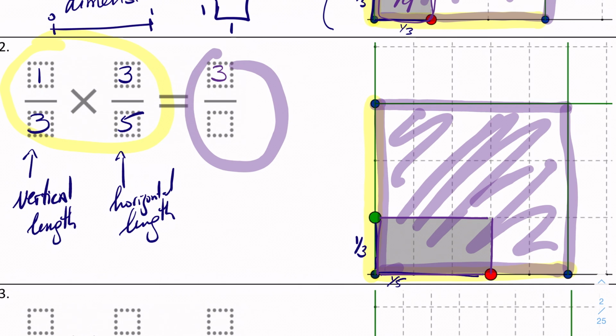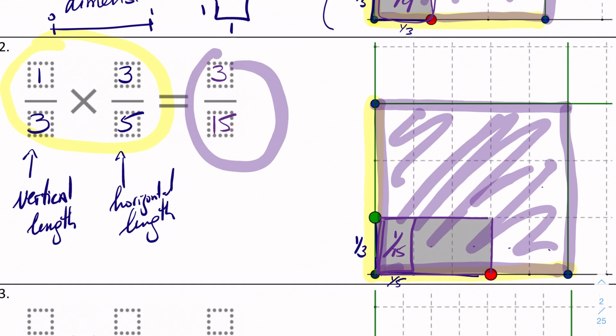Well, if we count how many of these little rectangles we need to fill the hole, we got 1, 2, 3, 4, 5, 10, 15. So each of them is 1/15. So we have 3/15 as our product. So 1/3 times 3/5 is 3/15.